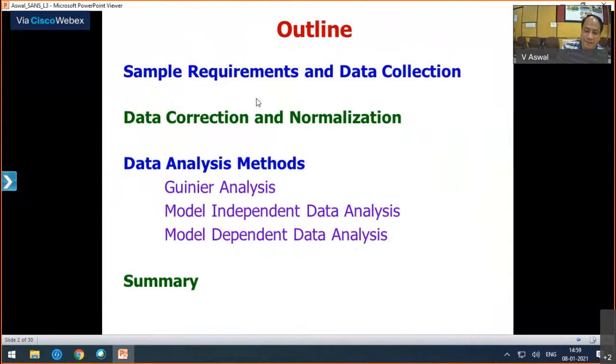the outline of today's lecture is that I will start with the sample requirements and data collection, and then how to get data corrected and normalized. In data analysis methods, I will not be able to cover everything, but we'll talk about three methods which are very popular in analyzing small angle neutron scattering data: linear analysis, model independent data analysis, and model dependent data analysis.